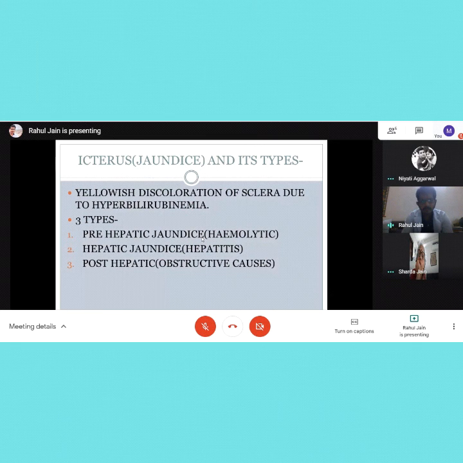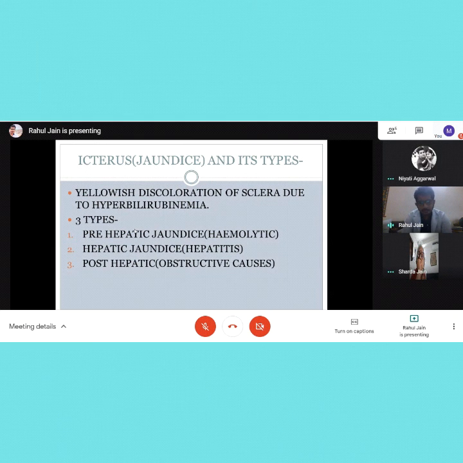Then coming to icterus. I'll discuss jaundice in more detail to understand how these things work. Jaundice or icterus, first of all, is defined as yellowish discoloration of the sclera due to hyperbilirubinemia. Why does the sclera get affected first in the body? There are 2 reasons. First of all, the sclera is white in color, so it is easy to pick up the yellow color whenever there is bilirubin accumulation in the blood. And the second reason is that the sclera is very rich in elastin. This elastin has a very high binding capacity for bilirubin. So that's why there is yellowish discoloration of the sclera first due to hyperbilirubinemia.